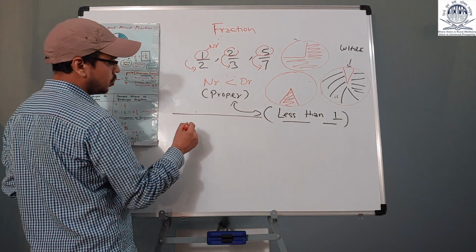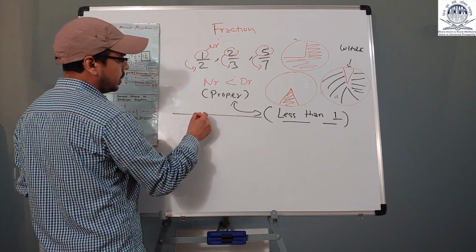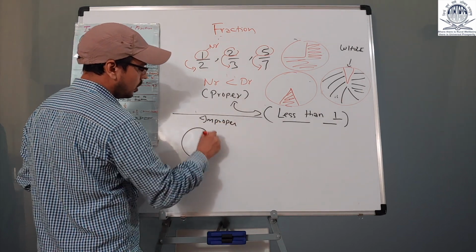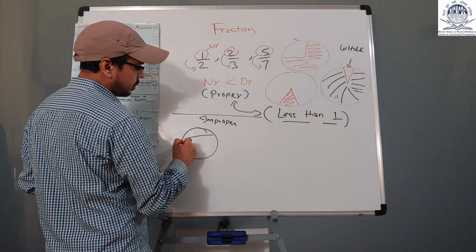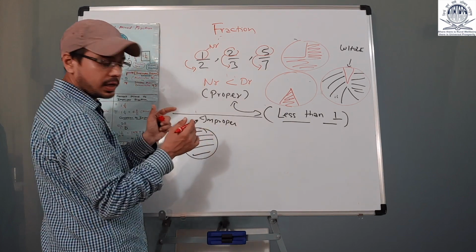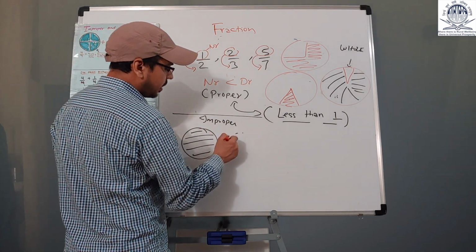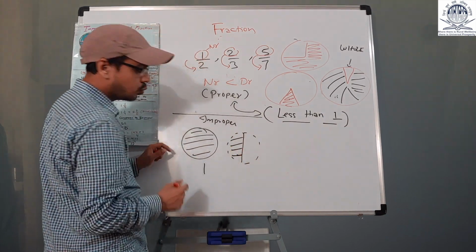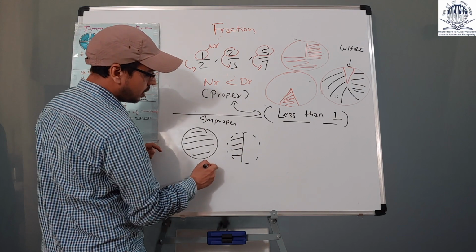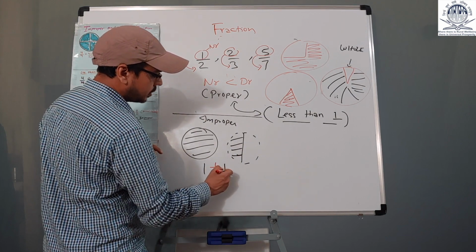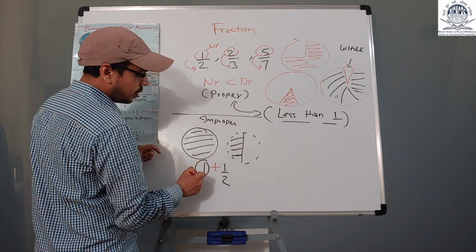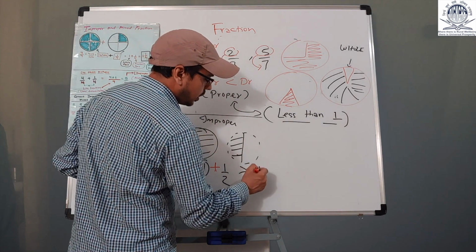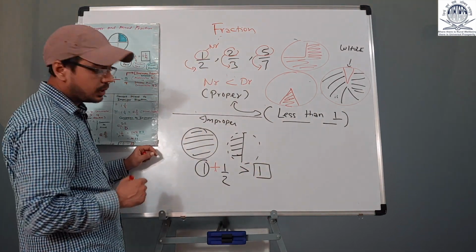The different examples could be of improper fractions. If I take a whole and I'm shading it, emphasizing that I'm taking the whole, and I'm adding, let's say, half of another part, what total it makes is 1 plus 1 by 2, and obviously 1 plus 1 by 2 means the value is going to be greater than 1.